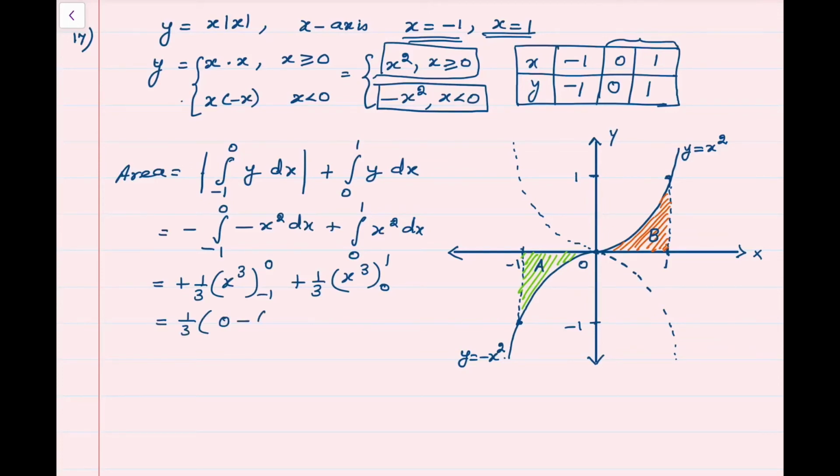1 by 3 times upper limit minus lower limit. Minus 1 the whole cube is minus 1, plus 1 by 3 times 1 minus 0. 1 by 3 plus 1 by 3. Both these areas are equal. The answer is 2 by 3 square units. And the correct option is C.